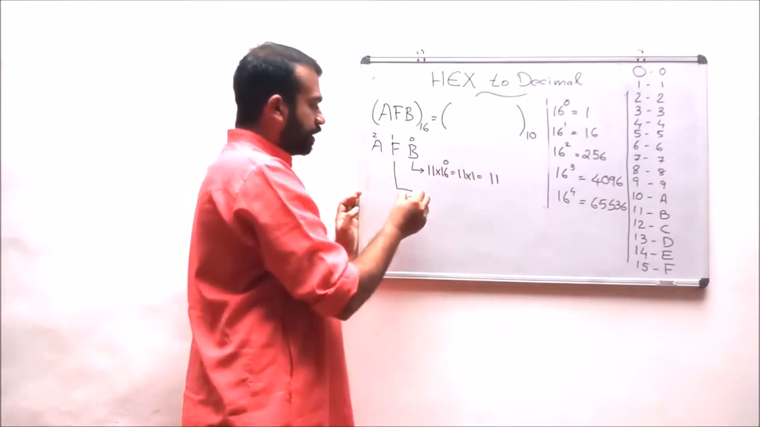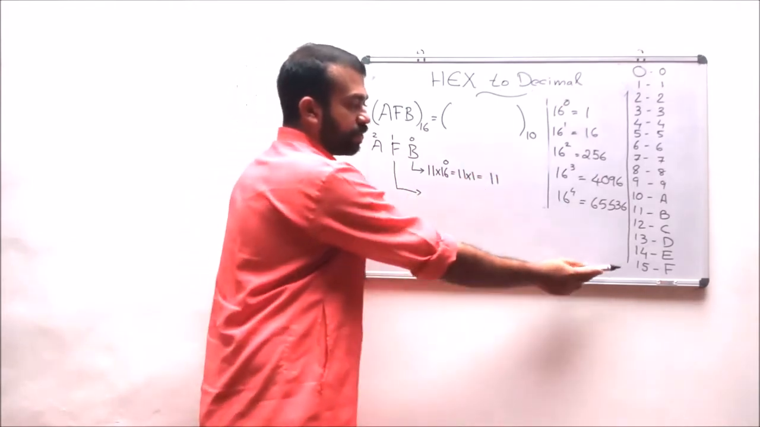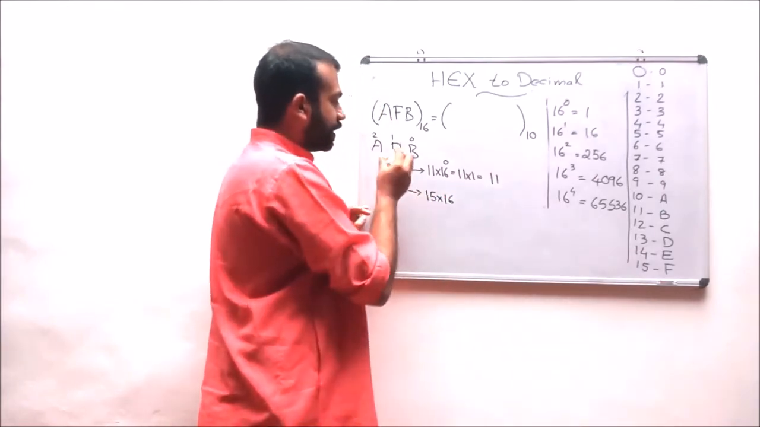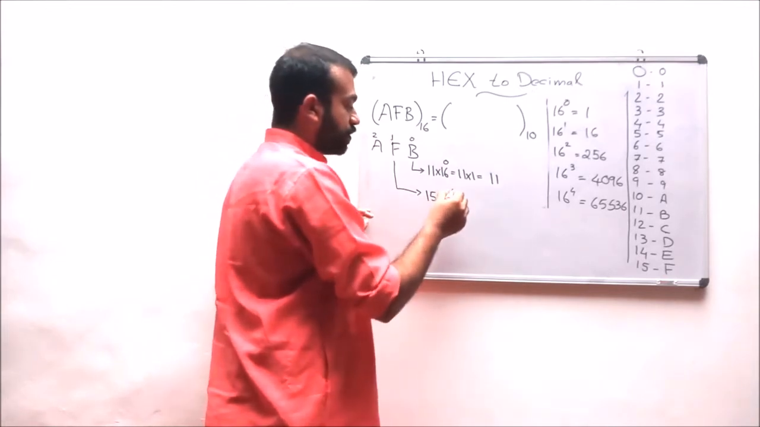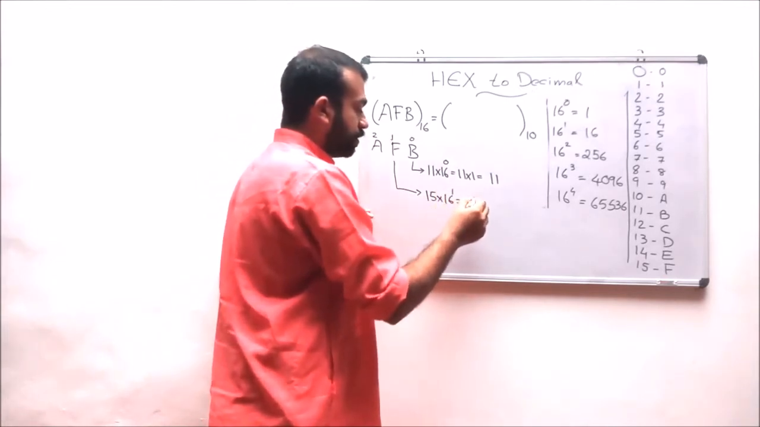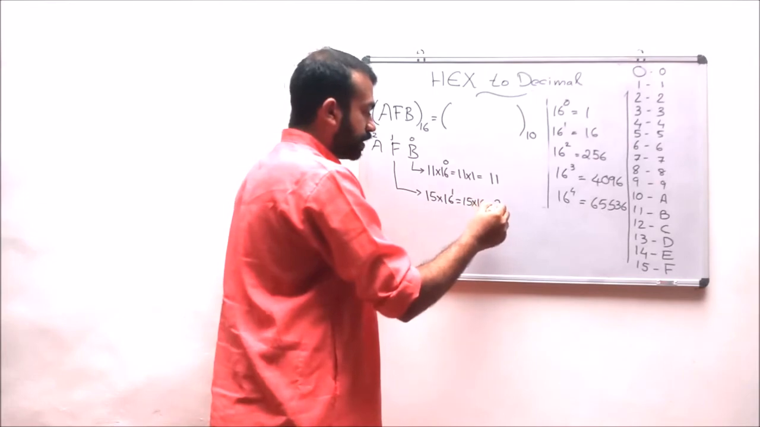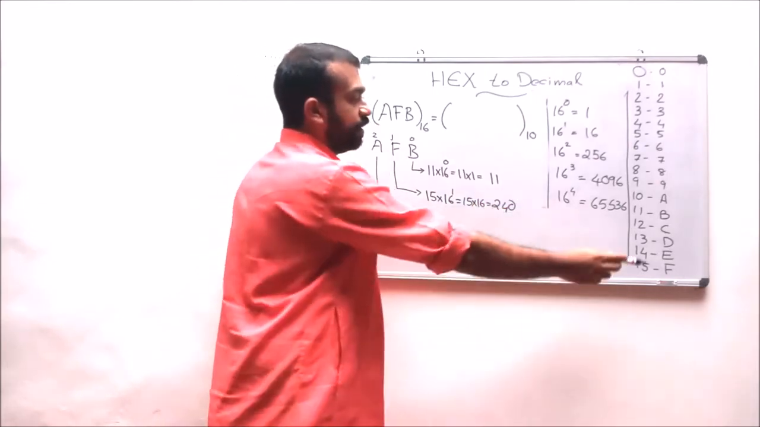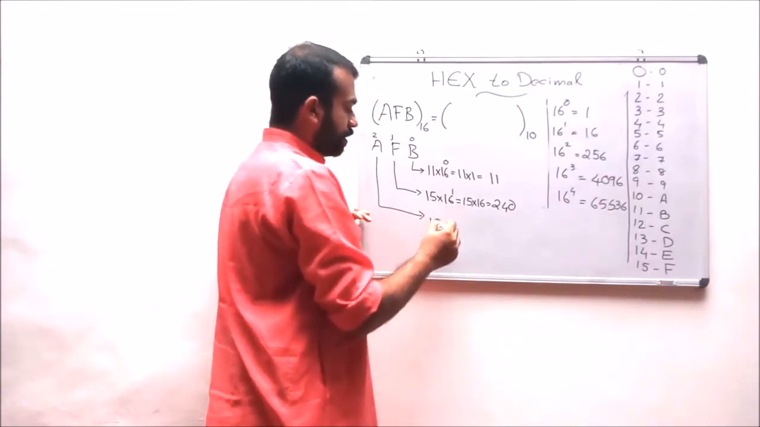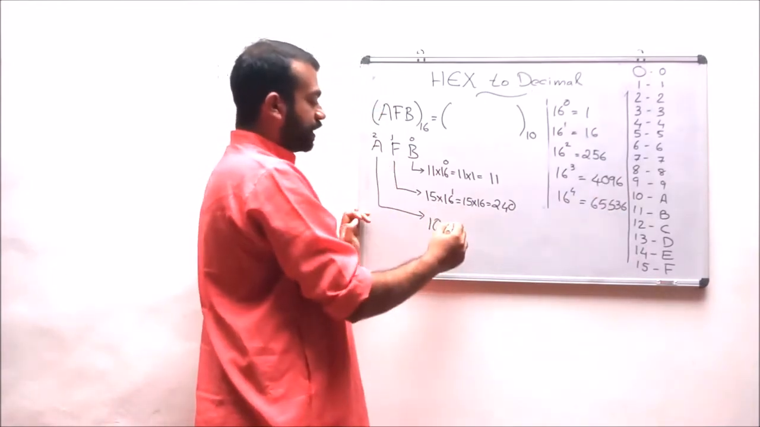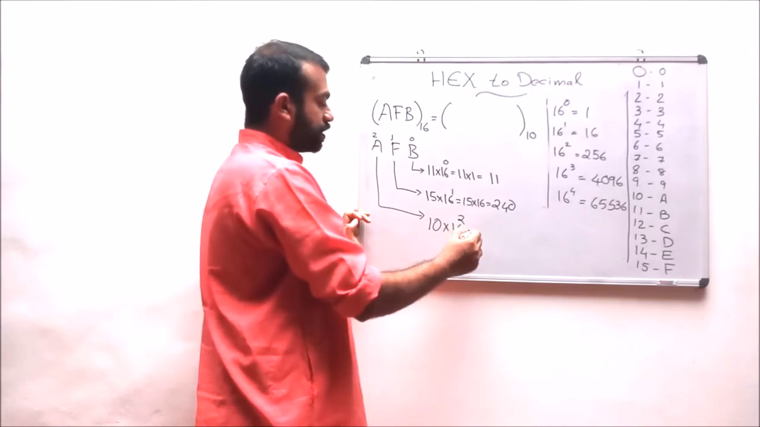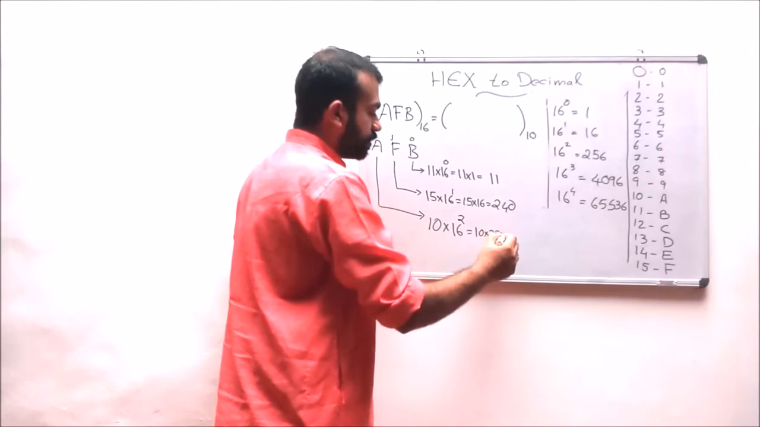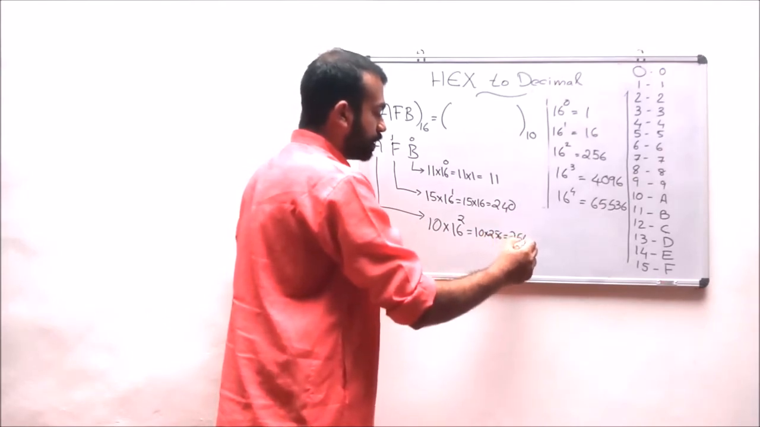In the second step, F into 16 raised to 1. F is equal to 15. So 15 into 16 raised to 1, that is 15 into 16, which is equal to 240. In the third step, A is equivalent to 10. 10 into 16 raised to 2. 16 squared is 256. So 10 into 256 is equal to 2560.